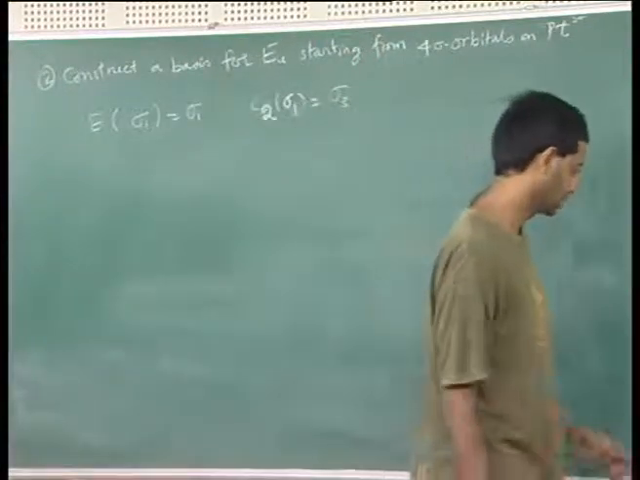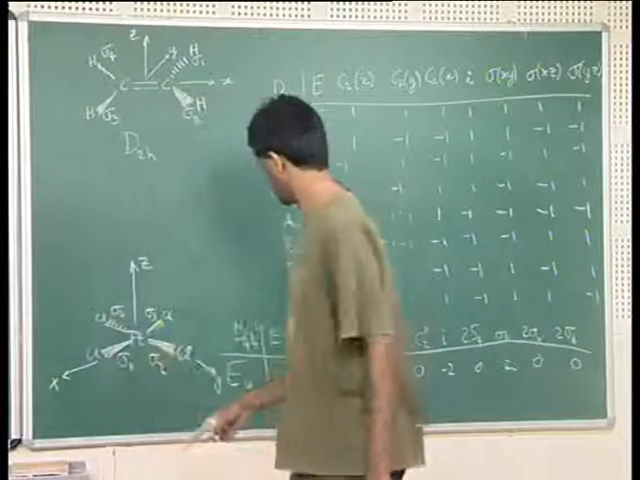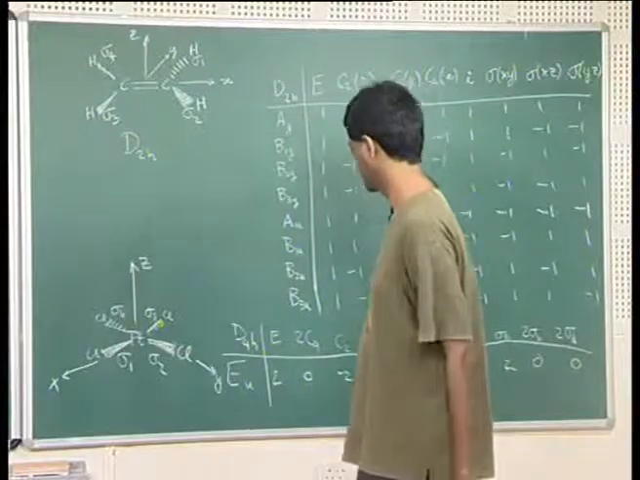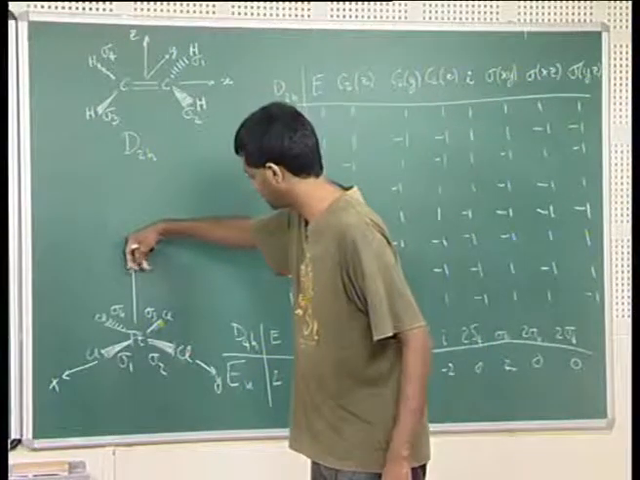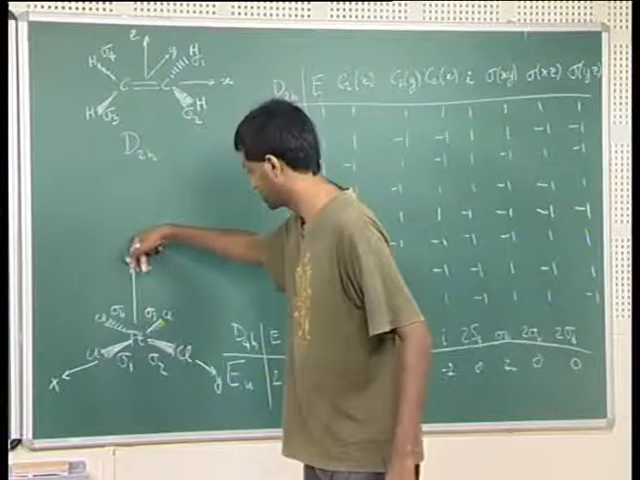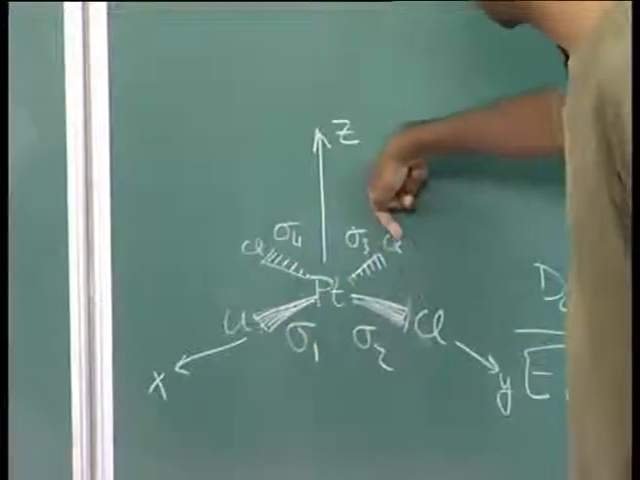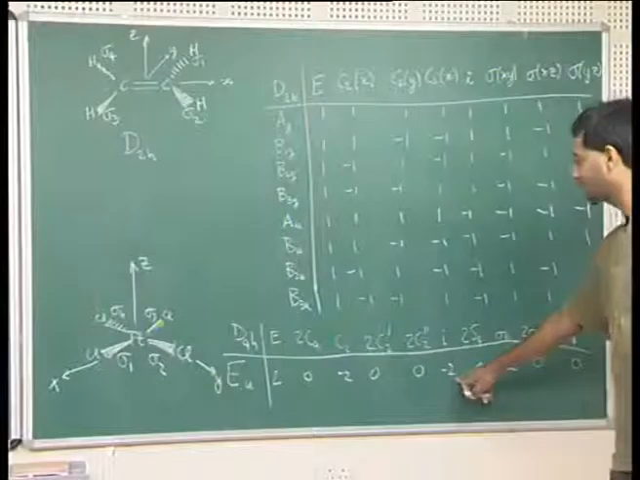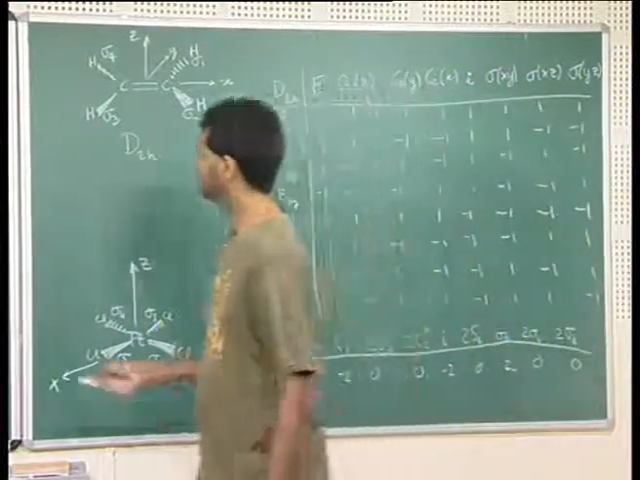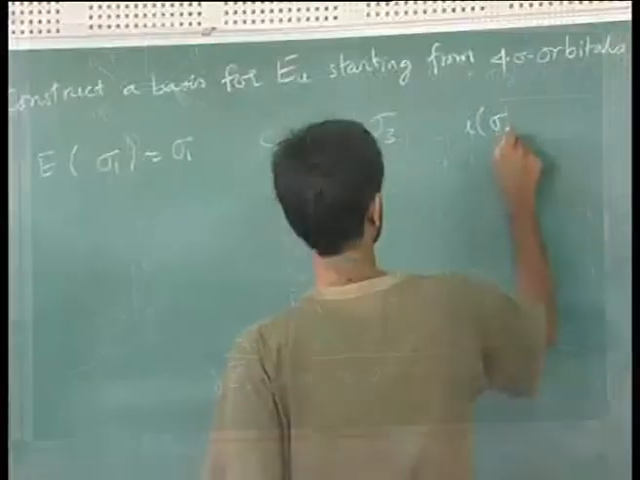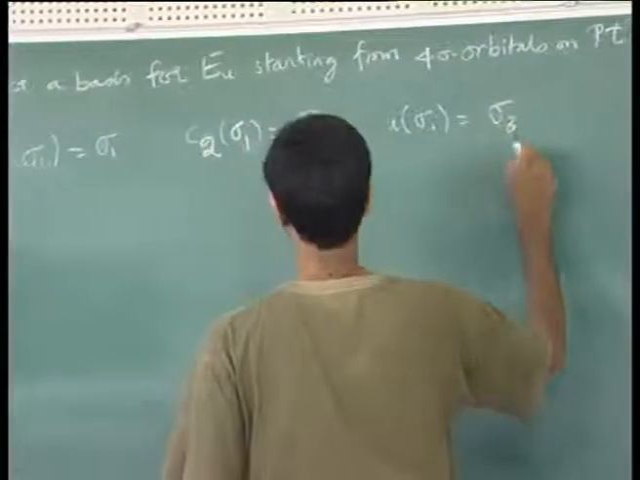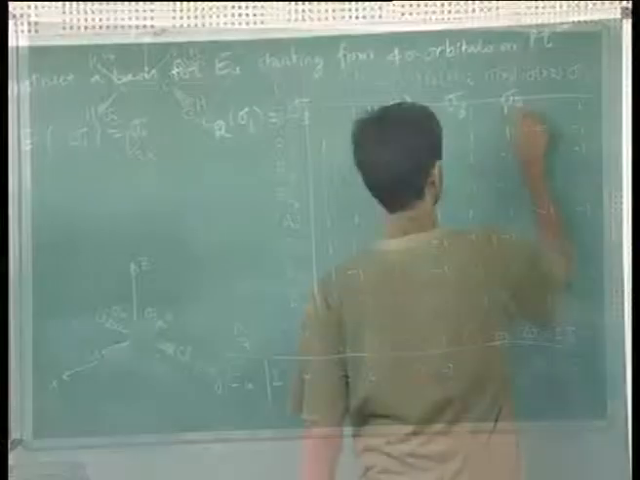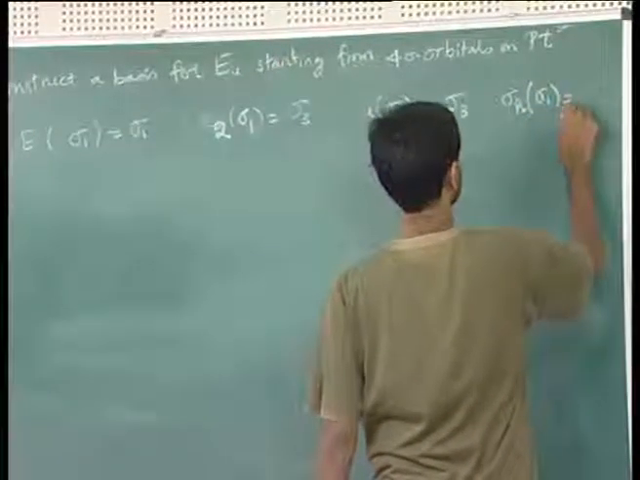Okay, so C2 will take sigma 1 to sigma 3. C2 is like rotation by 180 degrees about the z axis, so sigma 1 will come all the way to sigma 3. Okay. What about I? The inversion operation, when it acts on sigma 1, will give you sigma 3, and similarly when sigma h operates on sigma 1, you will get sigma 1.